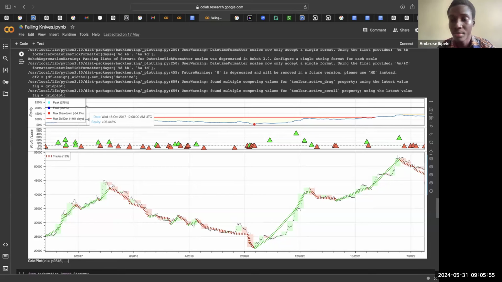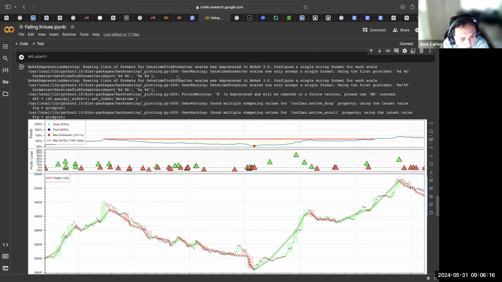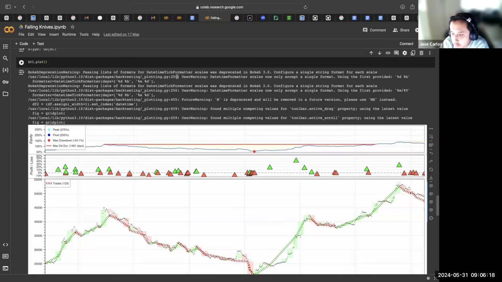Yeah. So you're using a third-party API backtesting tool, right? Yes, backtesting.py, that was what was used. Okay. And what do you want to get from this backtesting? What's your next step regarding this?